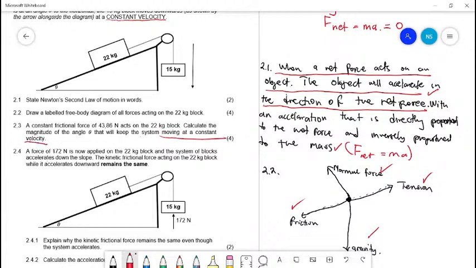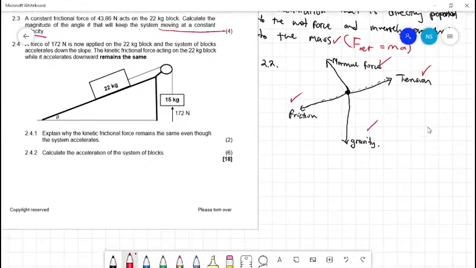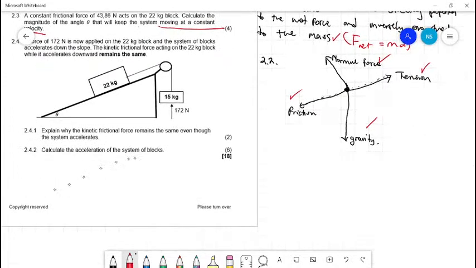Before you answer this question, you need to understand the requirement for the system to be moving at a constant velocity. For the system to be moving at a constant velocity means that the F net needs to be equal to 0. So that's the requirement, right? So how are we going to answer that? Let's try to answer the question. So that's over 2.3.